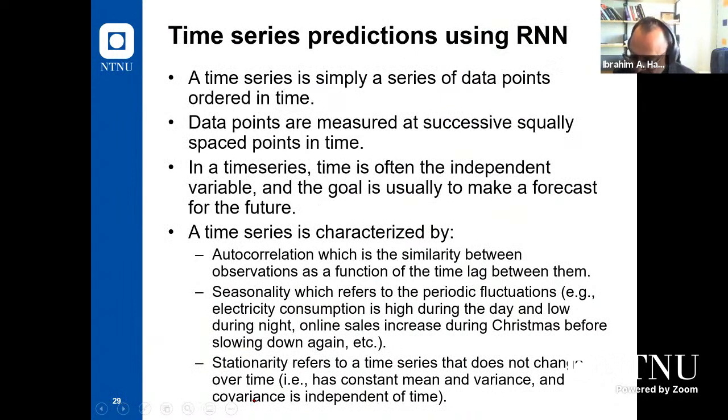Time series prediction using RNN. I mean, we are working with sequential data or time series data. A time series is simply a series of data points ordered in time. Data points are measured at successive, equally spaced points in time. In a time series, time is often the independent variable, and the goal is usually to make a forecast for the future. Any time series has some characteristics: autocorrelation, seasonality, and stationarity, for example.